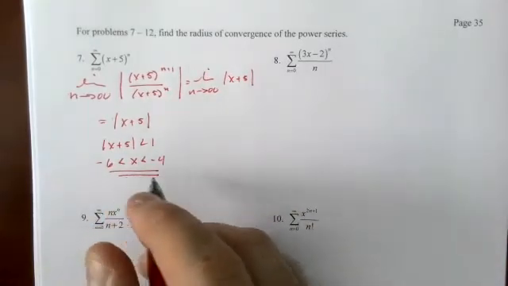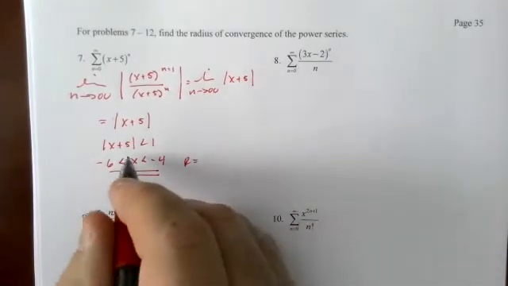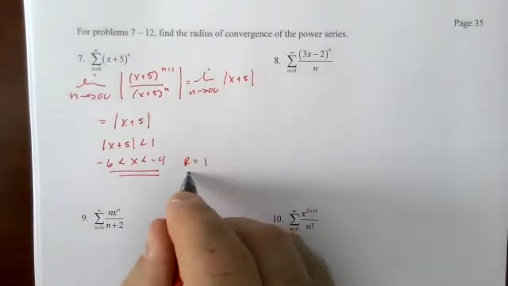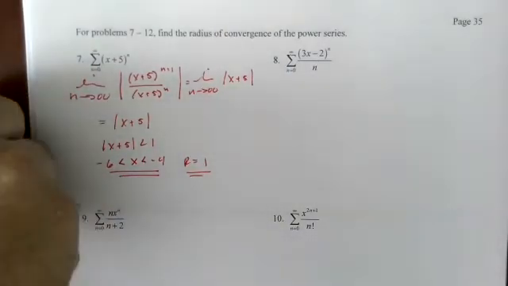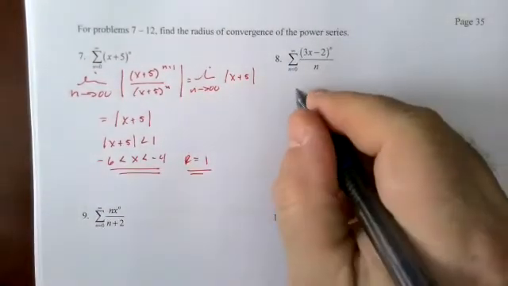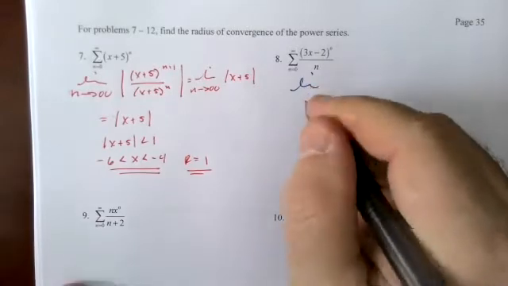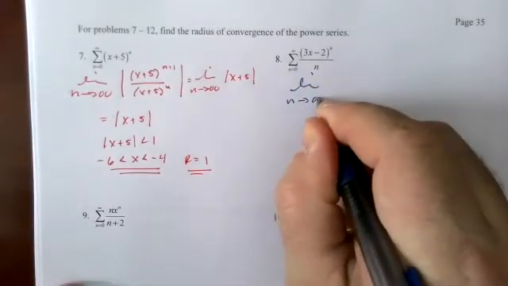Pardon me, is my interval of convergence. And my radius, therefore, is 1. The radius is right here. I don't even need to do this. But I'm a thorough person. Limit as n goes to infinity.